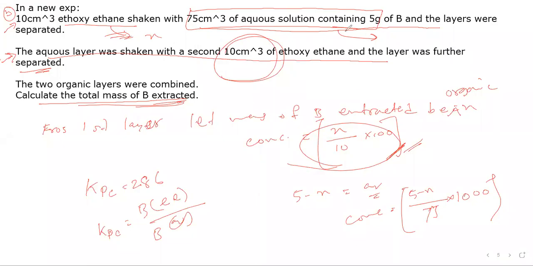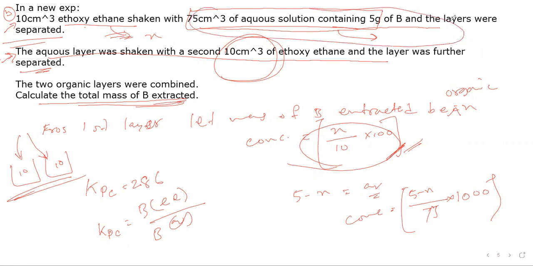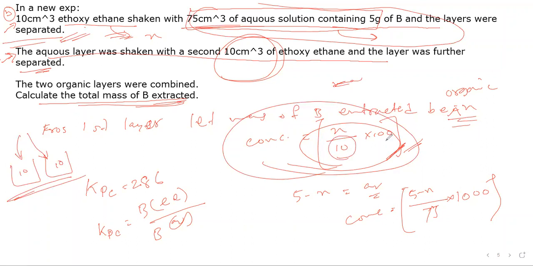In this new experiment, there were two parts. One was the division of the 20 cm cube of ethoxyethane into 10 cm cube and 10 cm cube, and separately, the 75 cm cube containing 5 gram of B was made to mix with each of them in batches. When the 75 cm cube with 5 gram of B was first mixed with 10 cm cube of ethoxyethane, let the mass in the organic part be X. The volume of ethoxyethane was 10, so the concentration is X divided by 10 into 1000.